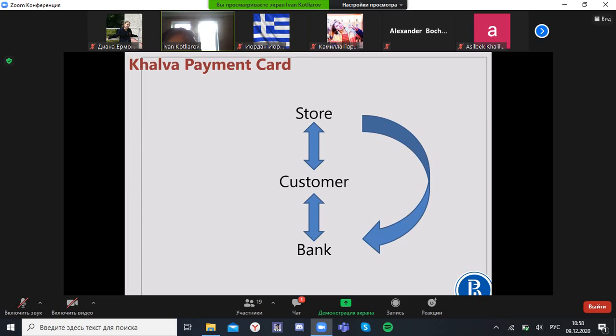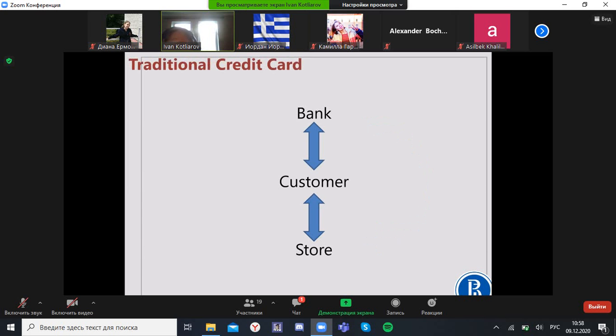Why is this model used, guys? Why can this model be implemented? Let's go back to the traditional credit card. Well, in case of this model, the customer pays both the initial amount of the credit and the interests. Why? Because the customer is interested in buying the product, and the customer has no money to pay for this product. So the customer asks the bank for a credit, and the customer is ready to pay interest because the customer, as I have already said, is interested in buying the product.